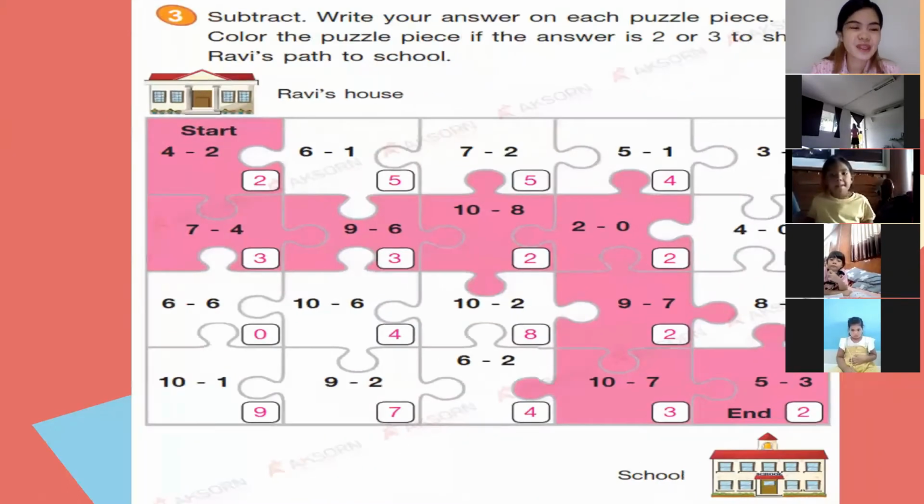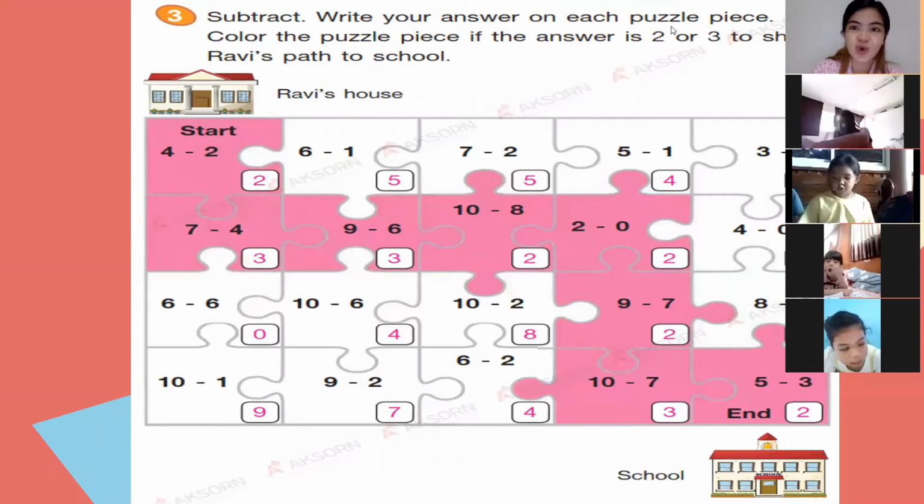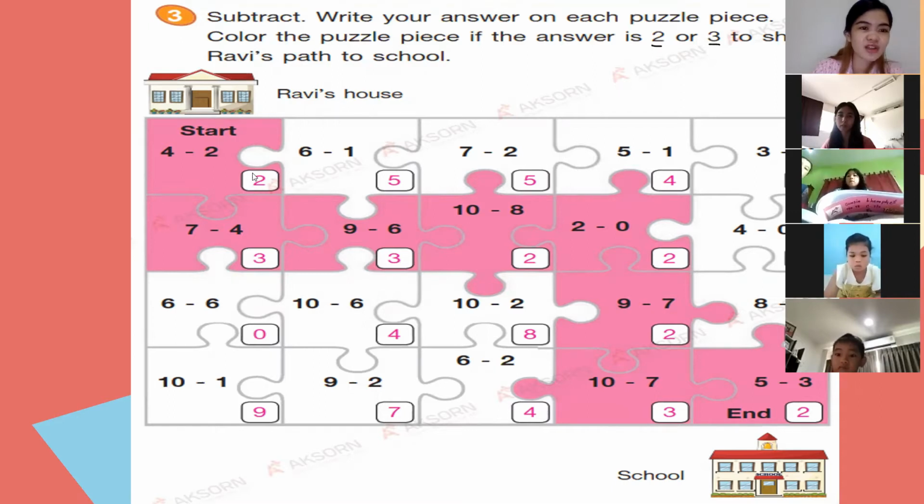Okay, so number 3, we're going to subtract. Write your answer on each puzzle piece and color the puzzle pieces. So we're going to color the puzzle pieces if the answer is 2 or 3. If the answer is 2 or 3, we show Rabi's path to the school. So we're going to start from here.